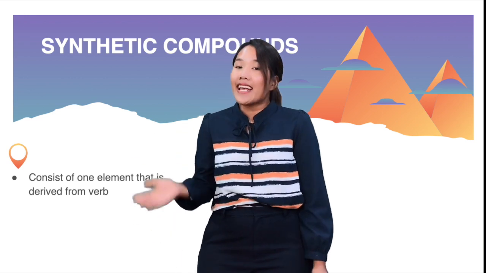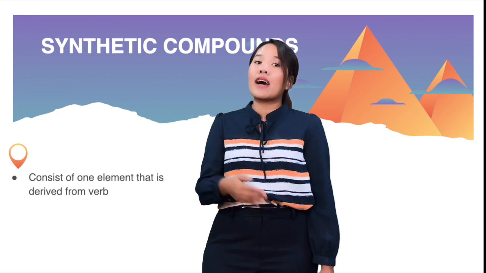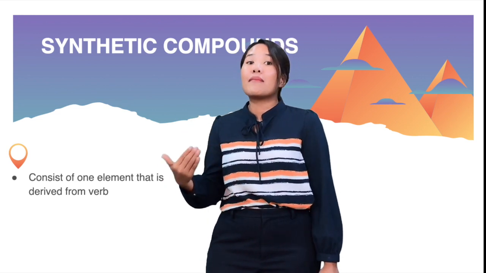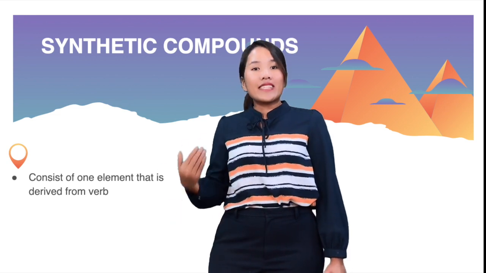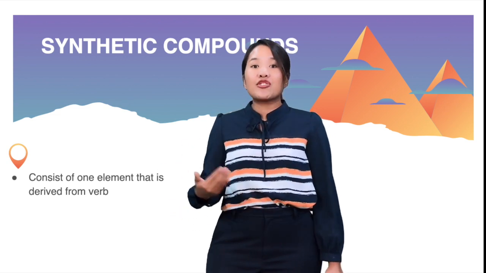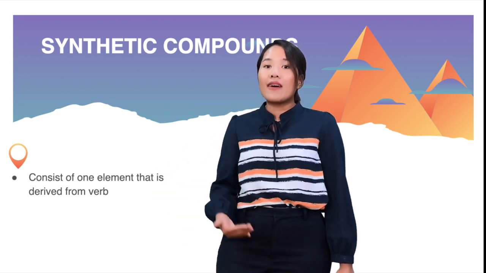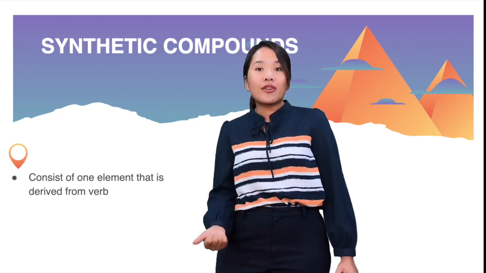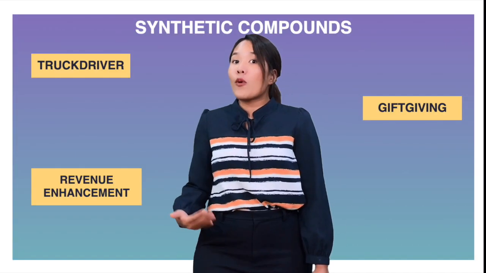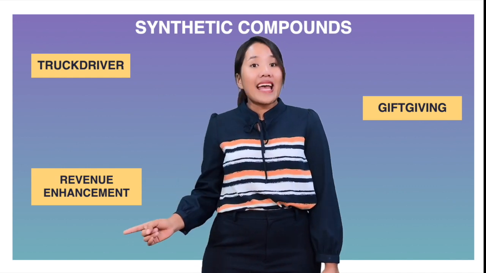On the other hand, a synthetic compound is a compound in which one of its elements, or its head, is derived from a verb. That is to say, there is a derivational bound morpheme attached to a verb to form the compound. A synthetic compound is also known as a verbal compound. For example, truck driver, gift giving, revenue enhancement.